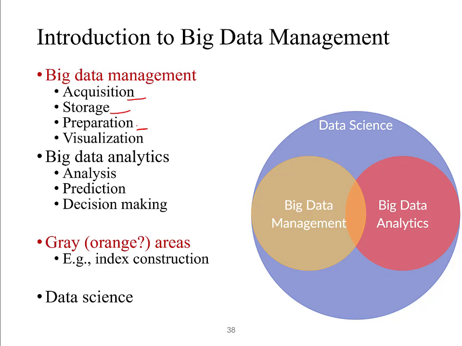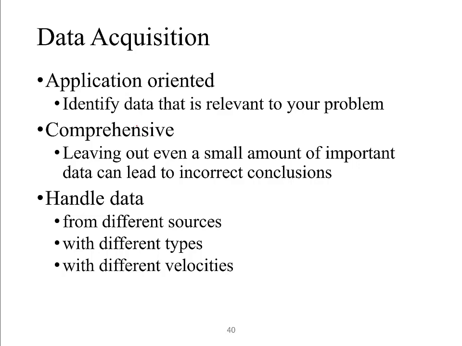So let's start from data acquisition. Data acquisition is application oriented, which means you should know what data is relevant to your problem and what data is irrelevant, and you only obtain the data that are relevant to your problem. In the meanwhile, it is important to collect as much data as you could, because leaving out even a small amount of important data can lead to incorrect conclusions. That is so-called comprehensive.